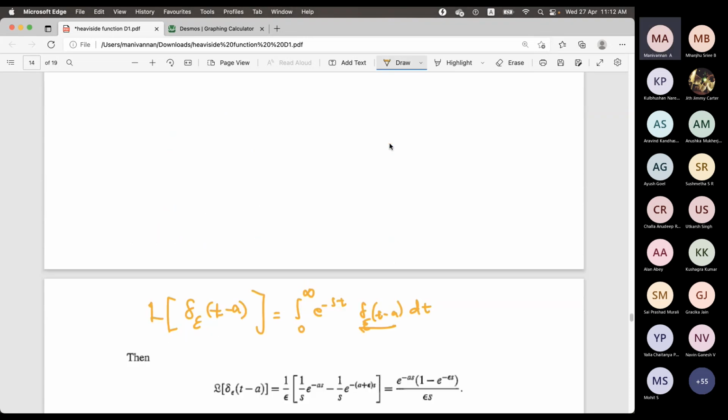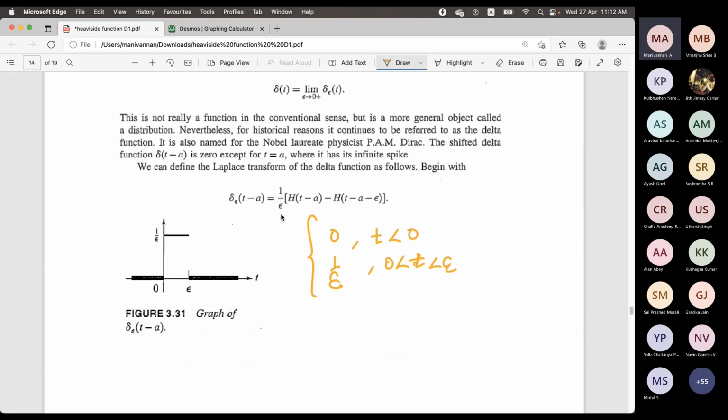Then how can we write this delta epsilon of t minus a? This function, delta epsilon of t minus a, can be written as a piecewise function. Suppose this is the point a, then it is h of t minus a minus h of t minus a minus epsilon. Am I right?